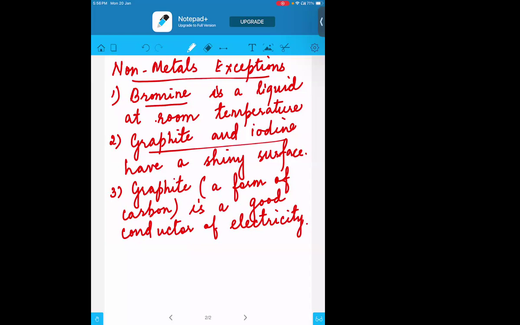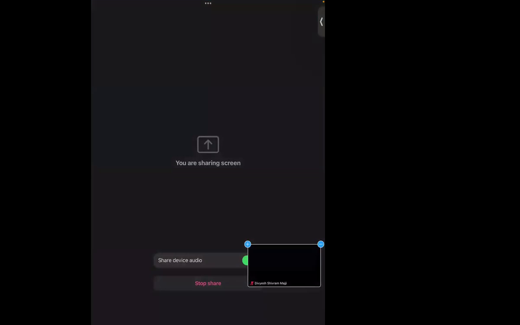Okay, and now why is it able to conduct electricity? Because this graphite has free electrons. Since they have so many free electrons, because of that they will be able to conduct the electricity. So generally the non-metals will not conduct electricity, but the only non-metal which conducts electricity is graphite.